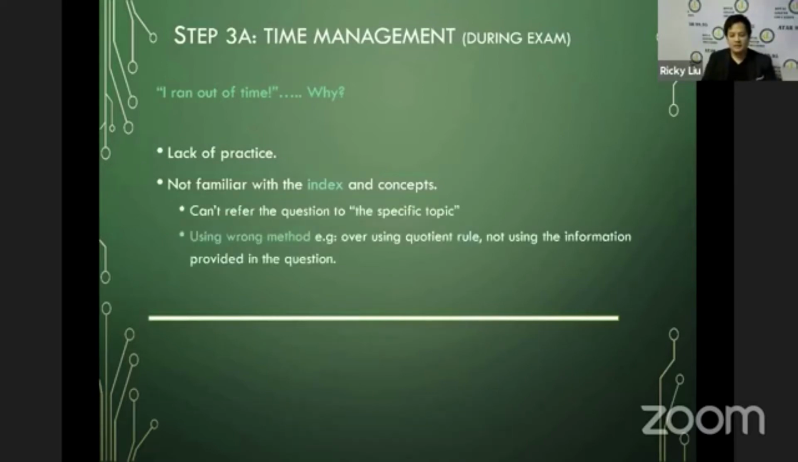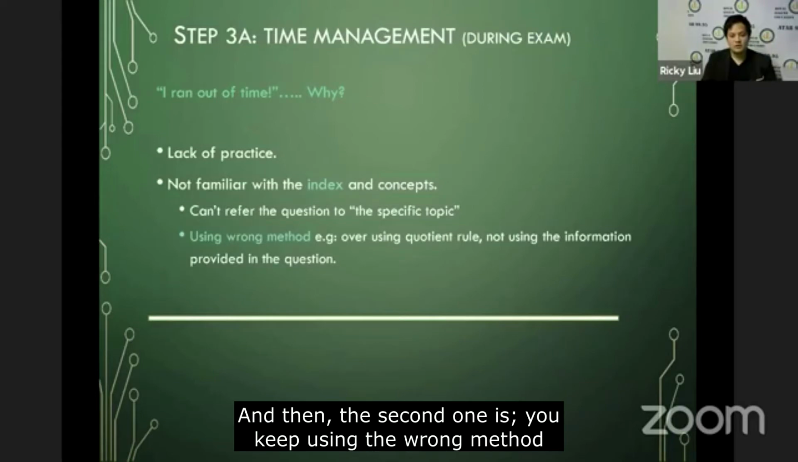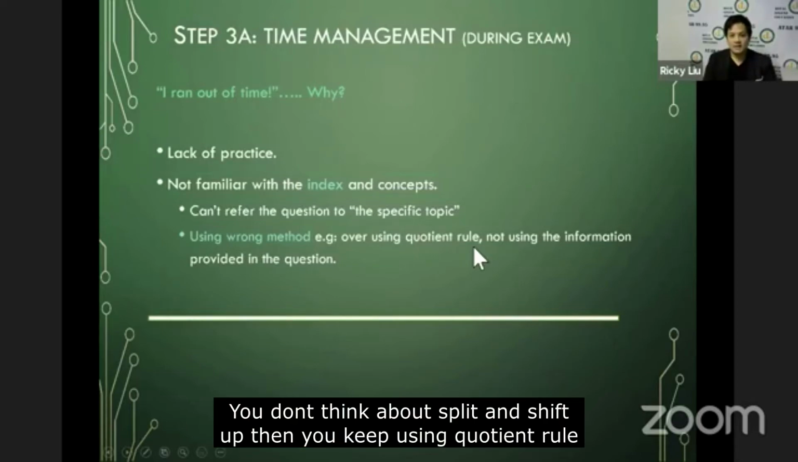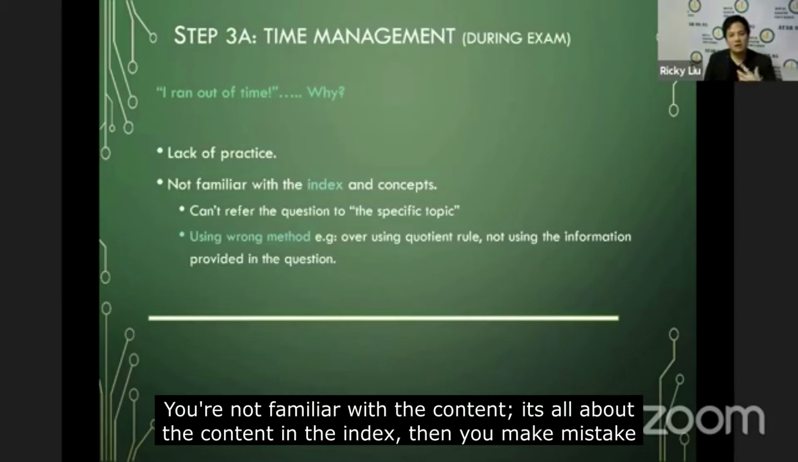Okay, and then the second one is you keep using the wrong method. For example, for the quotient rule, you don't think about split and shift up, then you keep using the quotient rule. You're not familiar with the content. This is all about content index.